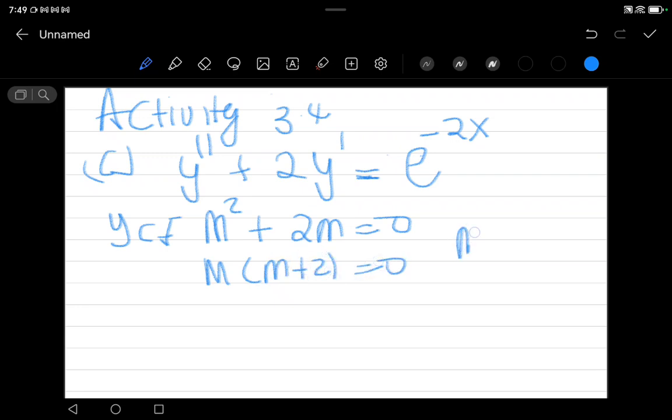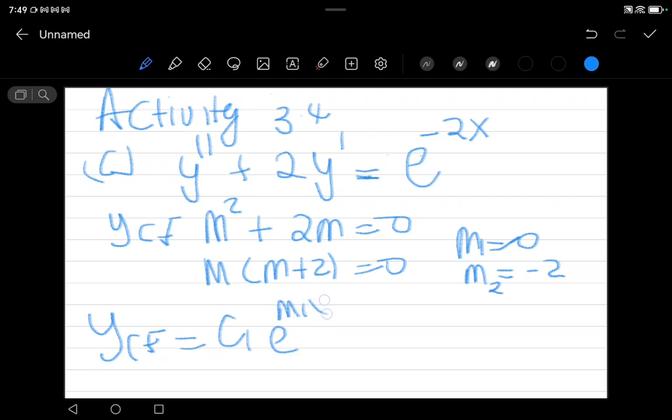And then therefore our m is going to be equals to 0, and then our other m is going to be -2. So if we have different m's, our YCF is going to be C1 e to the power of m1x plus C2 e to the power of m2x. And then we're going to substitute. Remember, m1 is 0, so any number to the power of 0 is going to be 1, so it's going to be times 1 plus C2 e to the power of -2x. And so this is how our YCF is going to look.